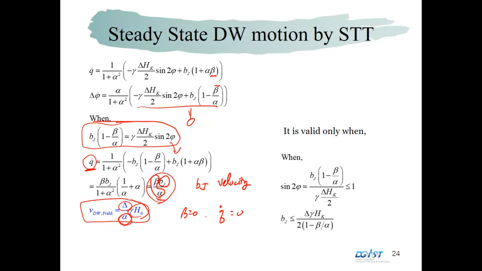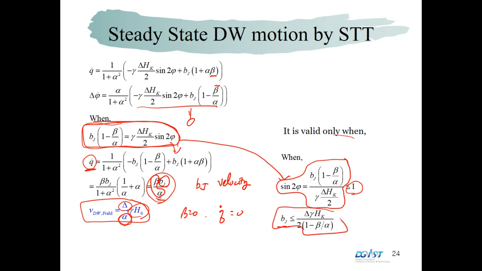Well, it is valid only when in this equation we have this relation, and it should be less than 1 because it's the sine. So when Bj is smaller than this one, the domain wall velocity is determined by this relation, and they have a steady state motion.